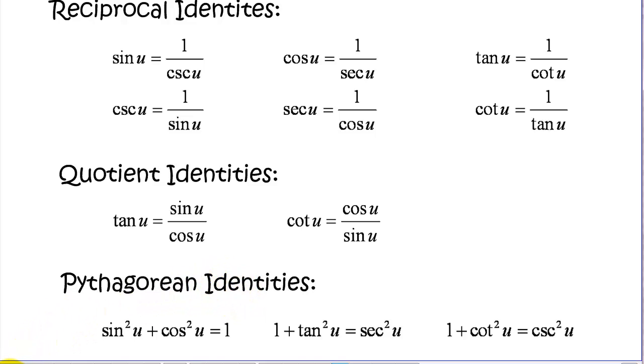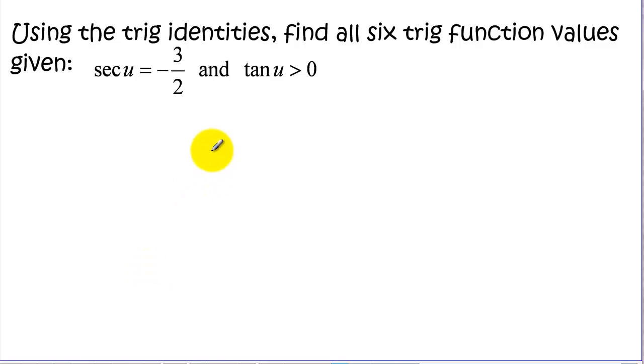So we've got two kinds of problems to work. Our first kind is we can be given limited information about a particular trig function and find all the remaining trig values by using the identities. Here we're given the secant, and we're not told what the tangent is, but we're told that it's positive. We're supposed to find the other 5 trig functions. The first one we can find is the cosine, because it is the reciprocal of the secant.